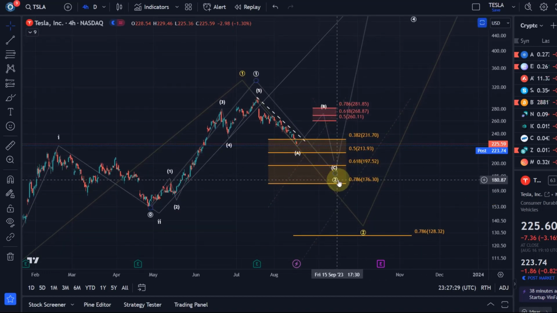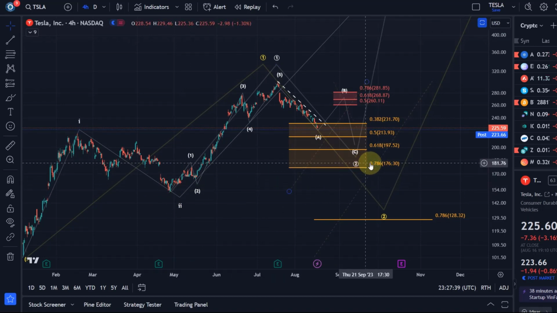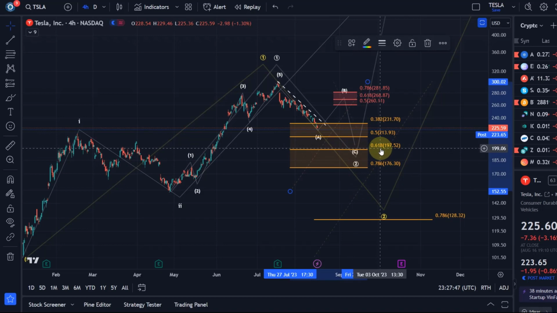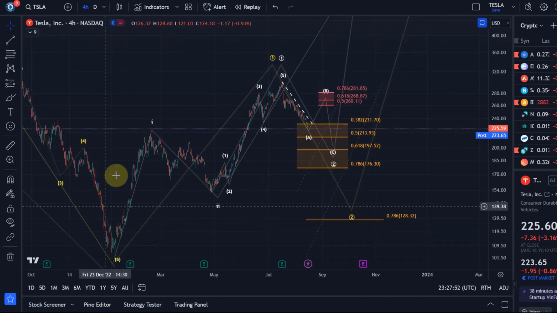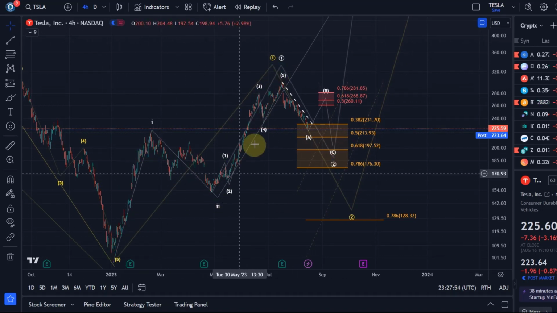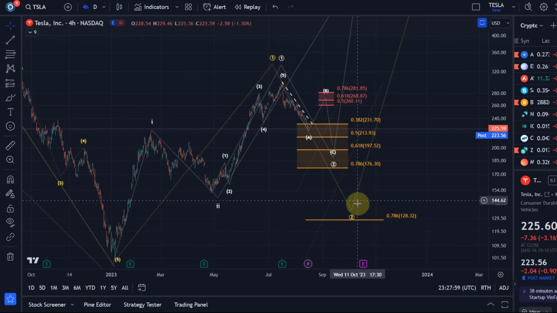This also marks invalidation for the 1-2-1-2 setup. The make-or-break point is down here at $152, but typically below the 78.6 Fibonacci retracement, we can't really go with that scenario anymore. So below that level, below $176, we have to look for a different structure. Then I would look at this as a large wave 1, part of a larger diagonal. The support area then would be 128, which means that below 176, there will be new support levels.